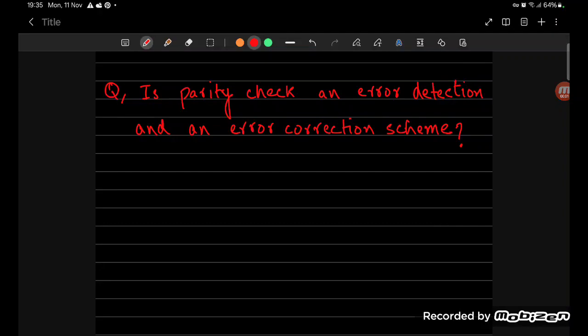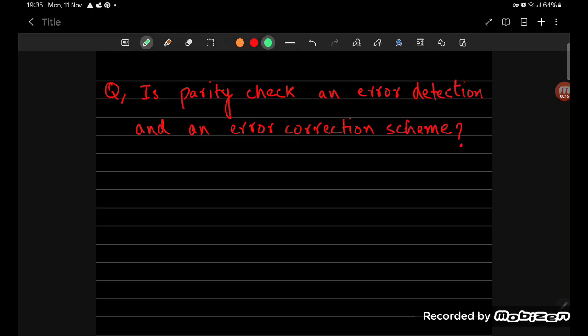The question that we're trying to answer is: is parity check an error detection and an error correction scheme? So is parity check able to detect errors, and is it also able to correct errors?